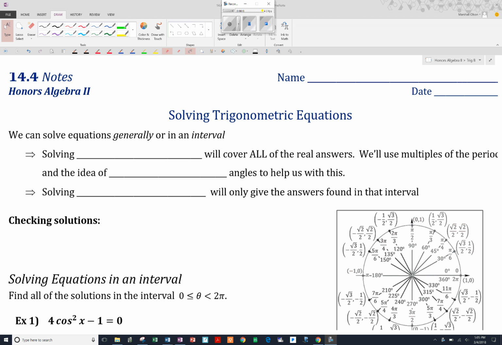Okay, we're going to go through our first of two videos for section 14.4, where we are solving trigonometric equations. In this first video, we're going to be solving these equations on a given interval, and it's always going to be the same interval.